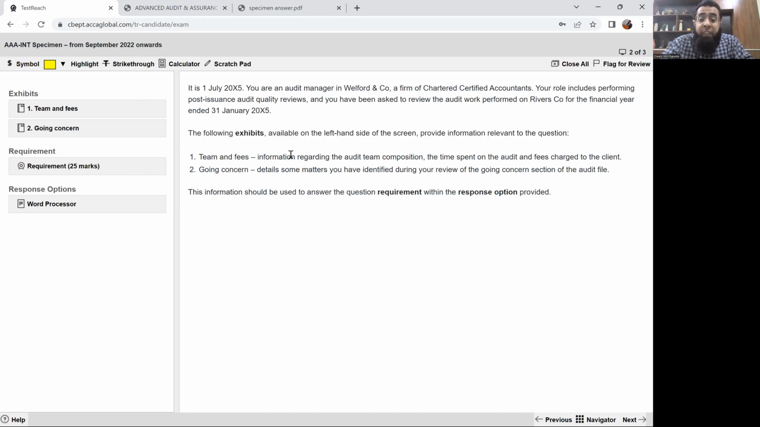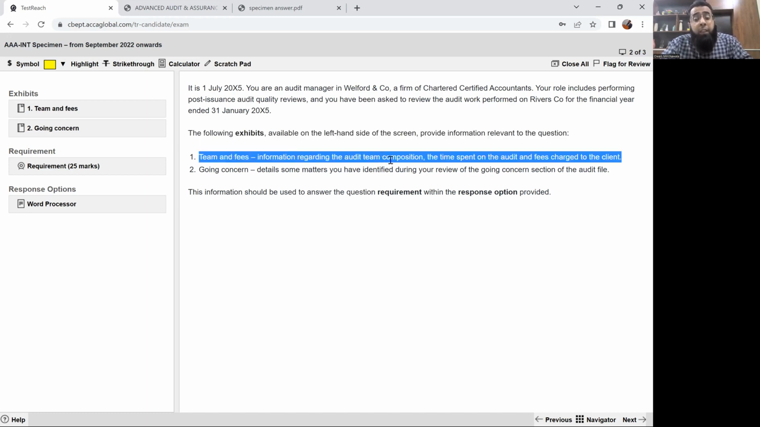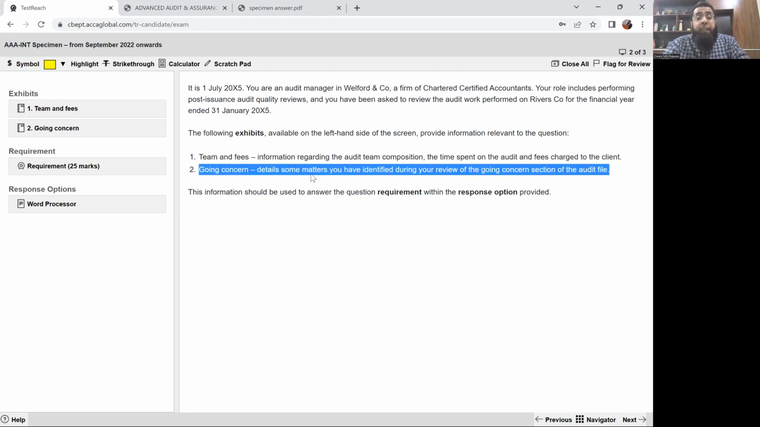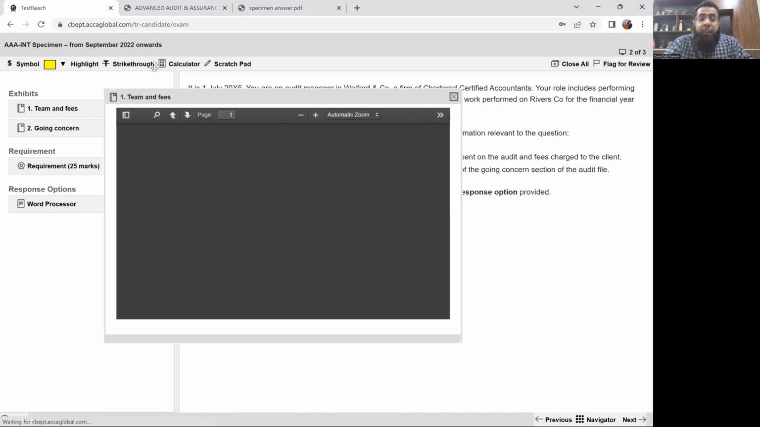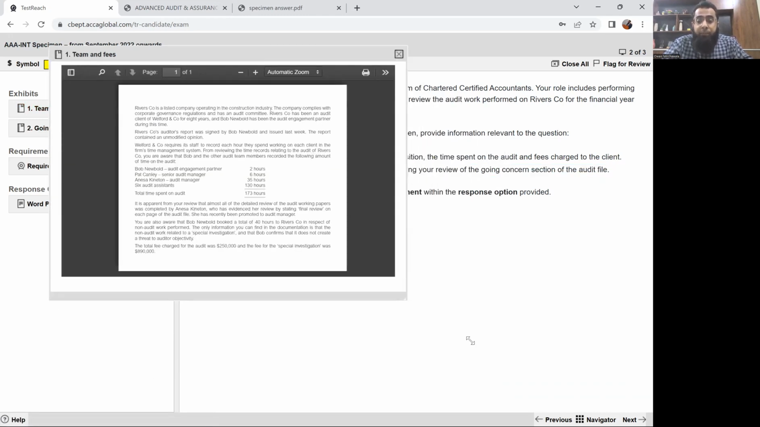Exhibit 1, team and fees: information regarding the audit team composition, the time spent on the audit, and fees charged to the client. Exhibit 2, going concern, details some matters you have identified during your review of the going concern section of the audit file. So this was an introduction to the question. We are doing a post-issuance audit quality review, and there are two exhibits provided which we have to review. The first exhibit is team and fees.